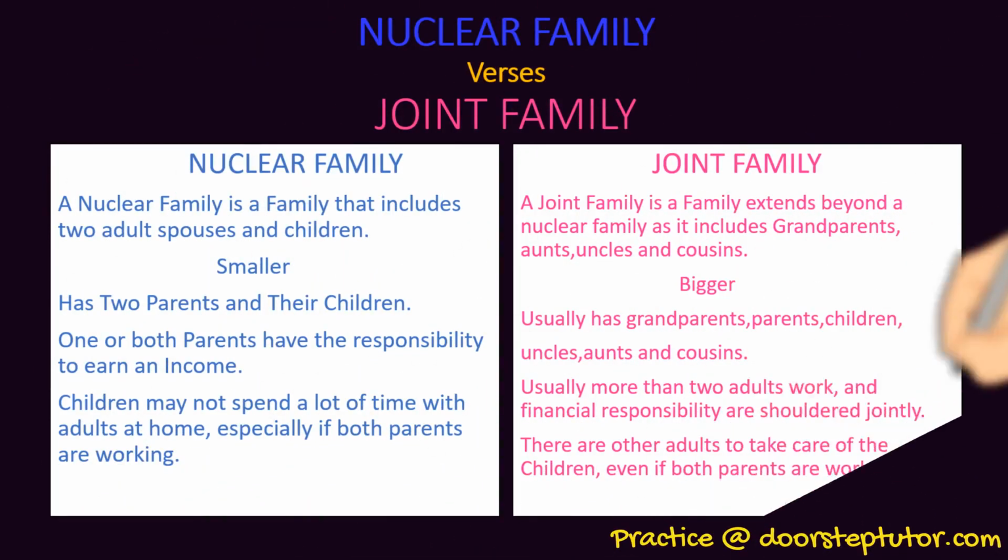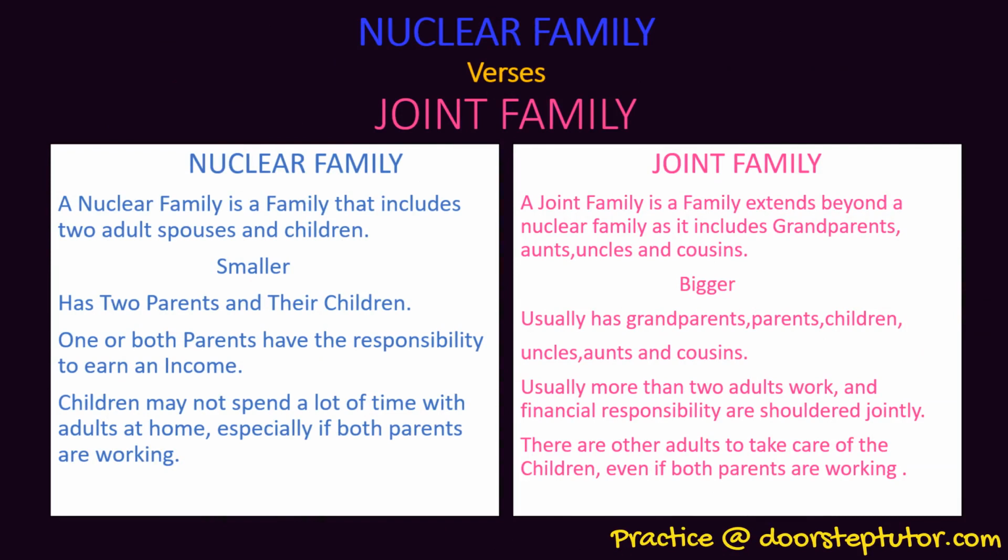If we say what are the different types of families based on their structure, we can categorize it into two, nuclear family and joint family. Now, in order to understand what is joint family and what is nuclear family, it is better to understand it in a differentiated manner. So on the left side we have nuclear family, on the right side we have joint family. A nuclear family is a family that includes two adult spouses and children. That means a family that must have minimum three members, husband, wife, and children.